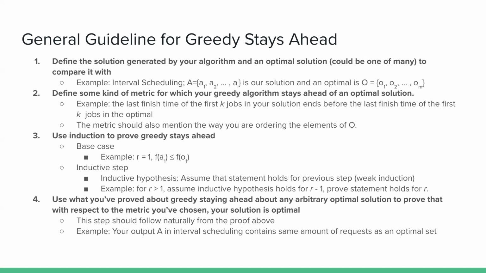This metric should also mention the way that we're ordering the elements of O, and then we use induction to prove that greedy stays ahead. For the problem that we just did, the base case would be when k is equal to 1, the first interval: our finish time is going to be earlier than or equal to the finish time of the first interval in the optimal solution. And why is that true? Our base case.